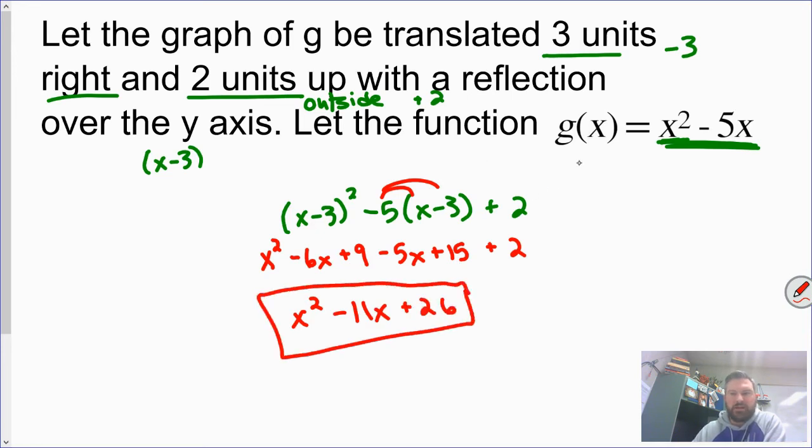So if I take this thing and move it right 3 units and up 2 units, it is the same as just graphing this equation right here. Okay, so if I take this and move it, it is this equation right here, and that's kind of what we want to look at.